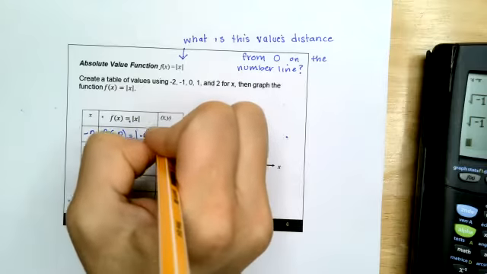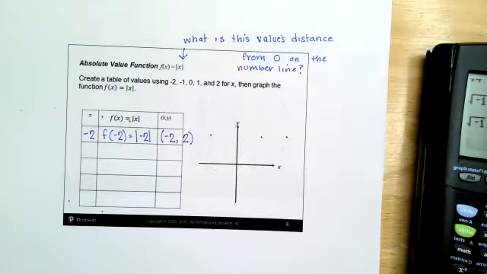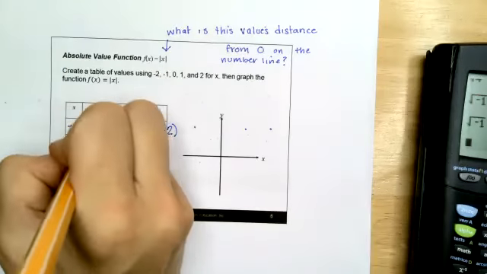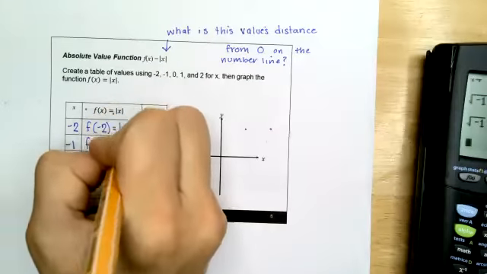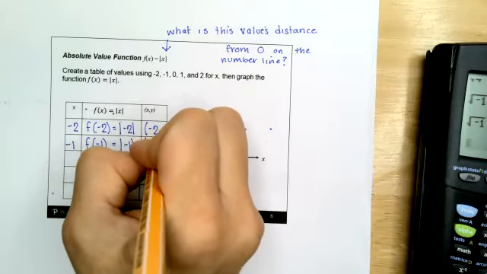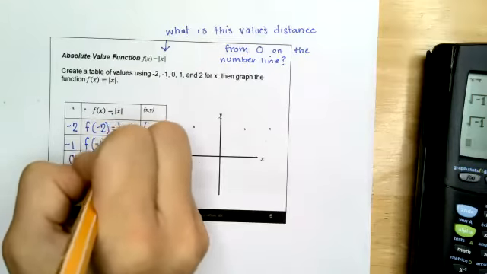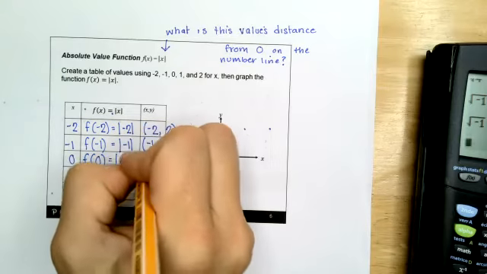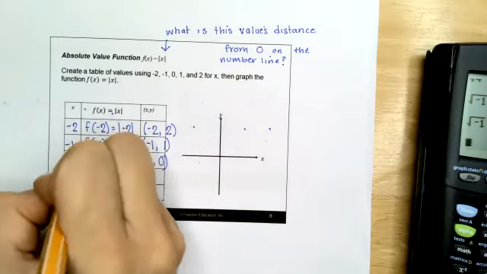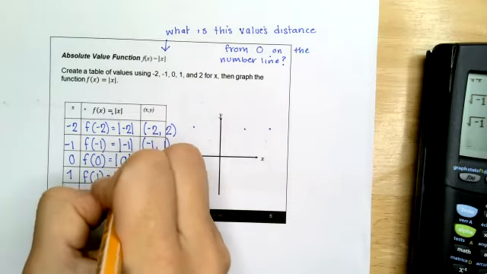you can put in a -2, and you get out a +2. All right, the absolute value of -2 is 2. The absolute value of -1 is +1. The absolute value of 0 is 0, because 0 is 0 distance from 0. +1 is 1 unit away from 0.